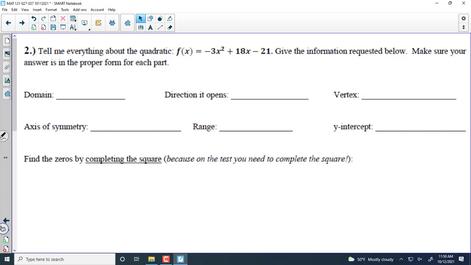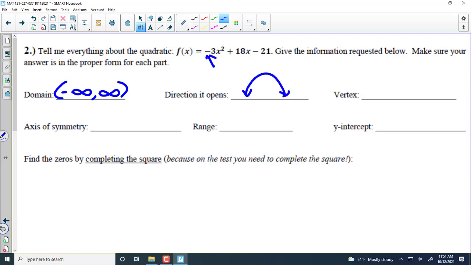And you have to know how to give a lot of information about quadratics. So first of all, what's the domain of every single quadratic? Negative infinity to infinity. And whether or not you have this form or the other form of quadratic, you look at the number in front of everything and that tells you whether it opens up or down. So since this one has a -3, what does this one do? Open up or down? Down. Down, yep, because of that negative in front of the 3 right there.